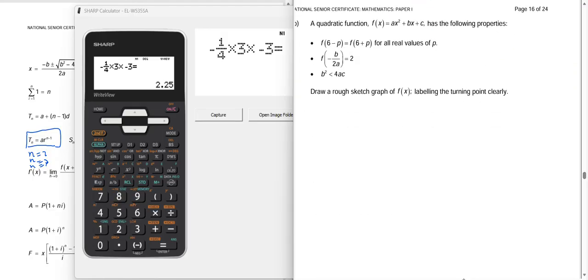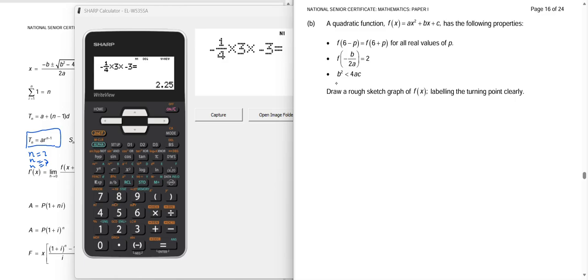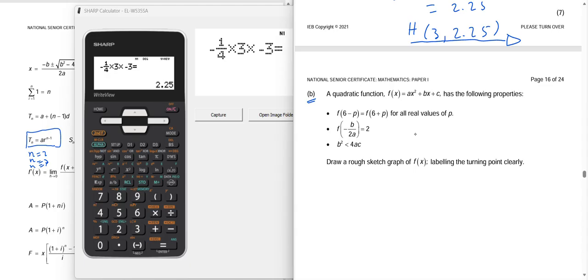And then now let's go to question B. Question B reads, a quadratic function f of x is that. Okay, cool. Now we are given this information, and the question is asking, draw a rough sketch of the graph of f of x and clearly label the turning point.